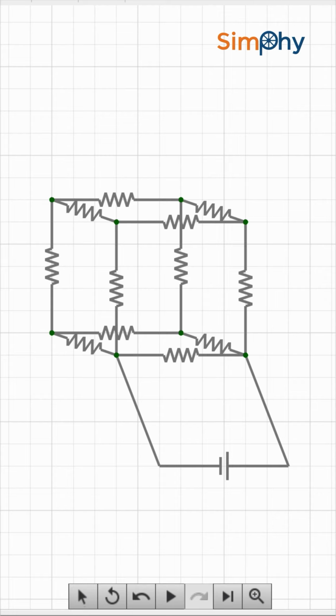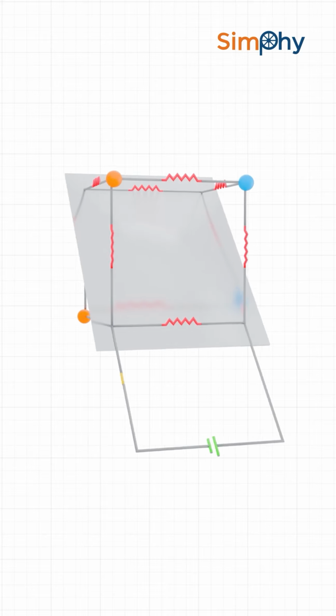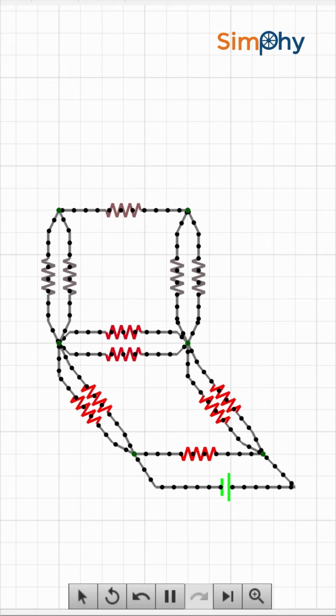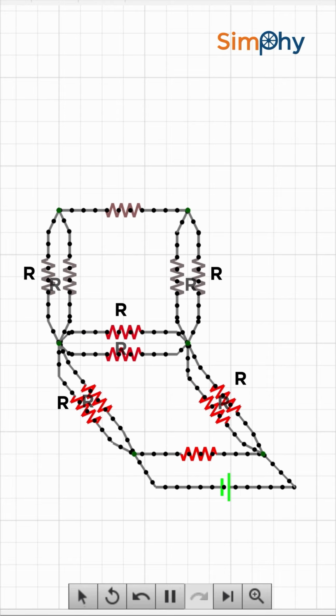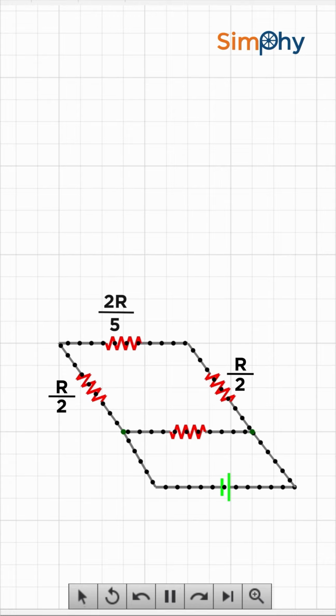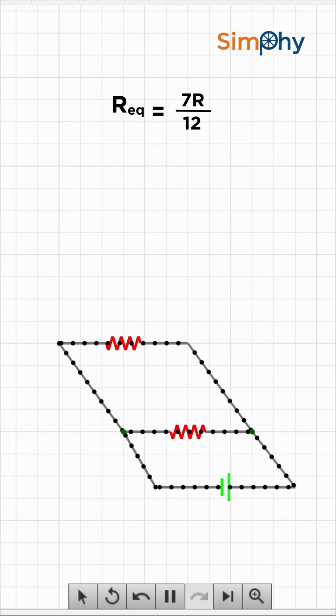Next, let's consider a cube. The plane of symmetry runs along this diagonal, making 2 pairs of points, shown in orange and blue, to have the same potential. On joining these points together, the circuit would look like this, simplifying the calculation of net resistance. Finally, the net resistance will be 7R by 12.